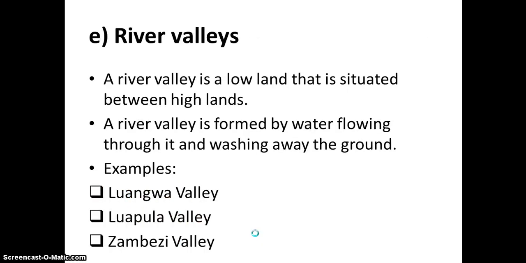Let's talk about river valleys. A river valley is a lowland that is situated between highlands. So you have two highlands, and then in between here there is land which lays low.